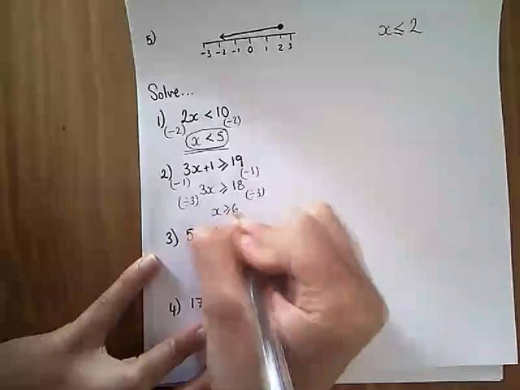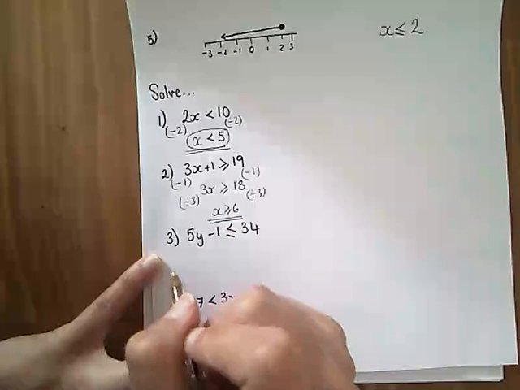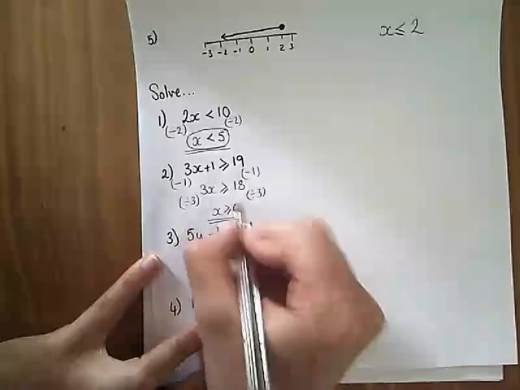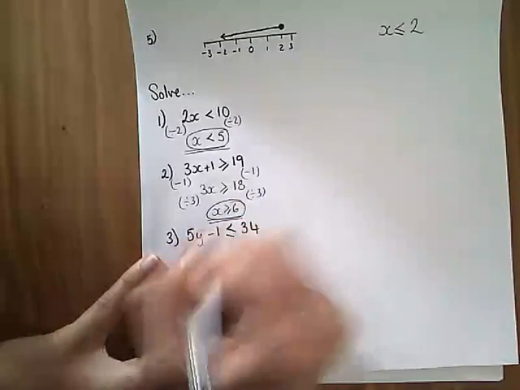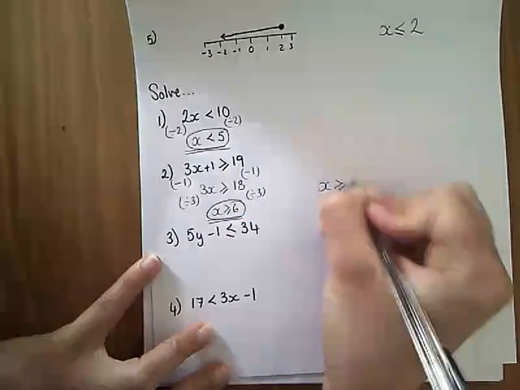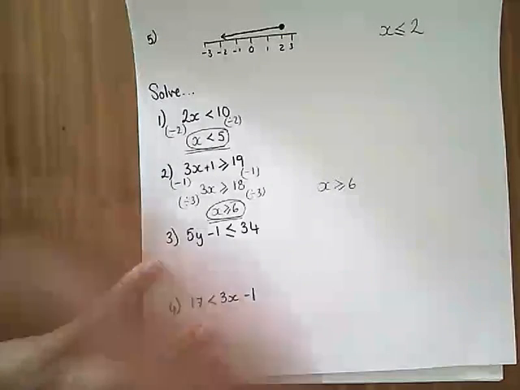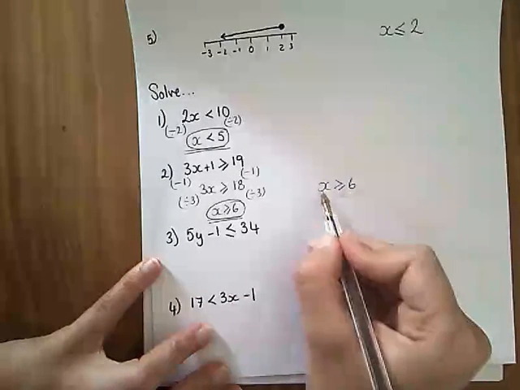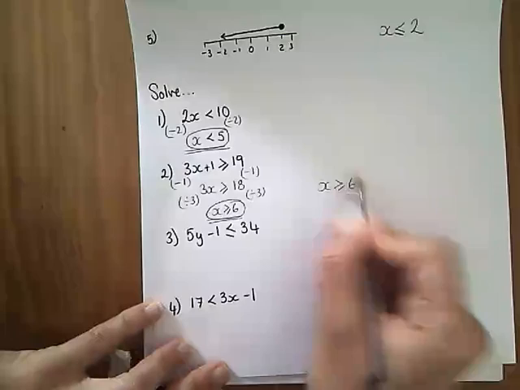If this isn't making sense, it might be because you need to go back and look at solving equations. Okay? Again, that is what you write on your answer line. X is greater than or equal to 6. That is the answer. Okay? It's not just 6. It's x is greater than or equal to 6. Okay? It's got to be given as an inequality.